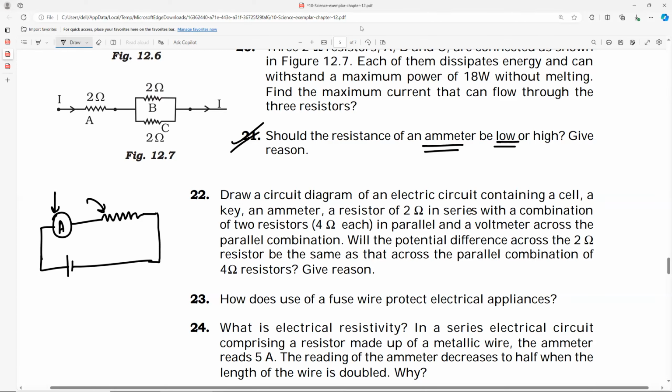Understood? Yes. And do question number 22. Do question number 22.